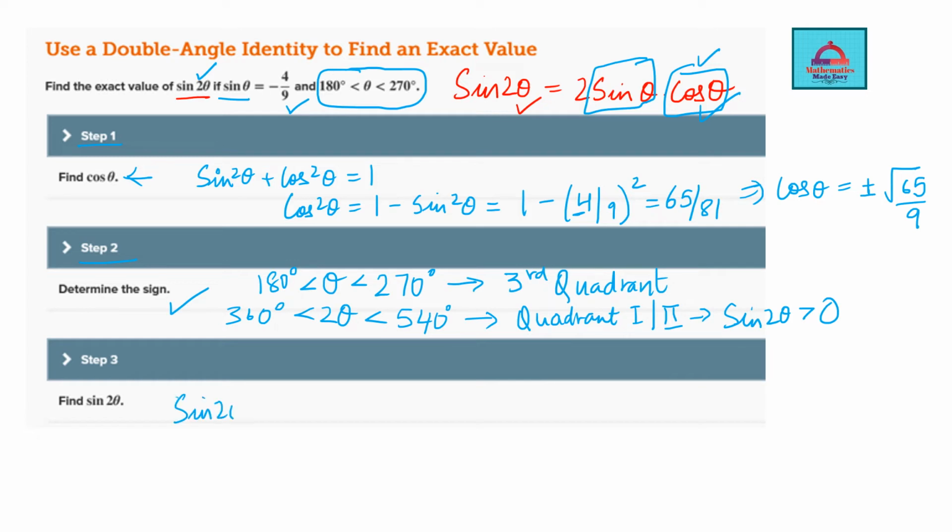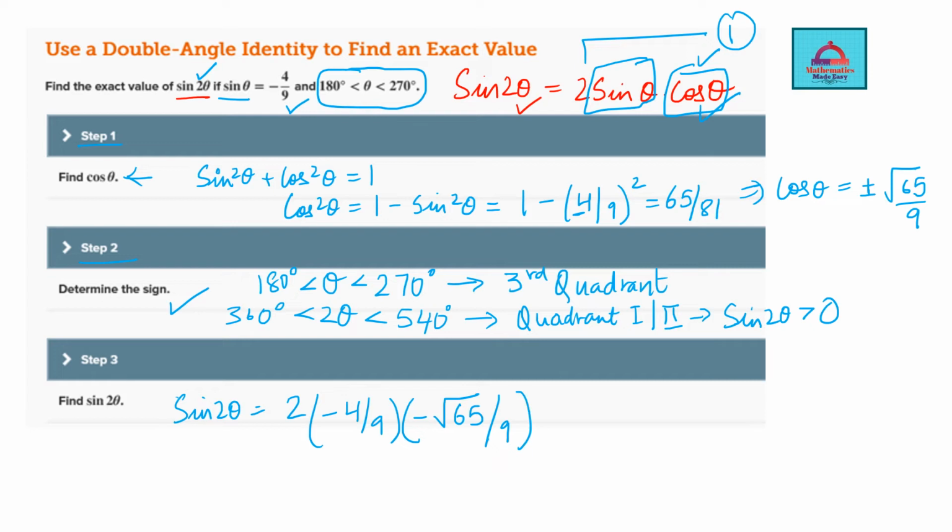Now that we know the sign, let's find the final thing. So sine 2 theta, we are going back to our first formula that we started with. So 2 of sine theta, which is minus 4 by 9, and cos theta. So for cos theta, we are taking the value as negative square root of 65 over 9. So you have got all of these values.